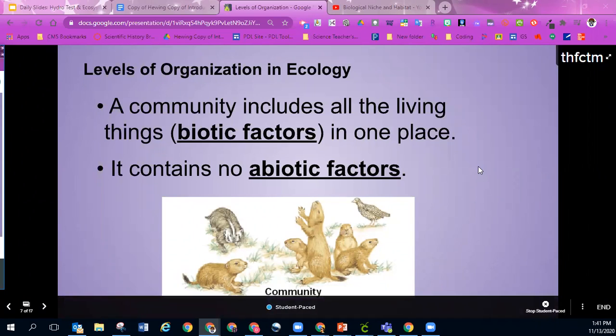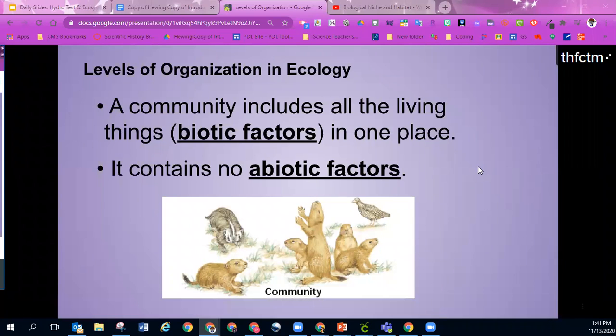So we're not talking about weather. We're not talking about clouds. We're not talking about rain. Any of those factors that go into that. Those are not part of communities.